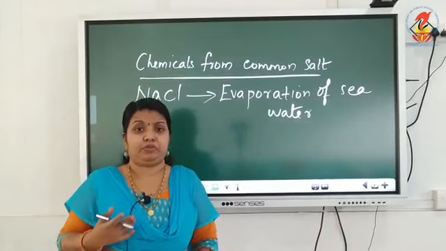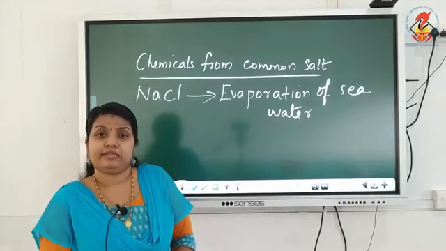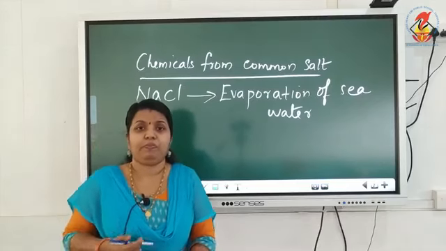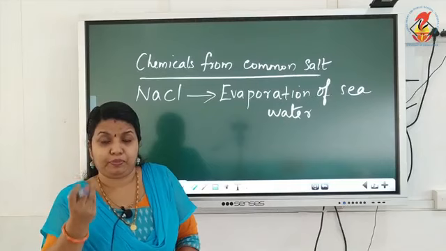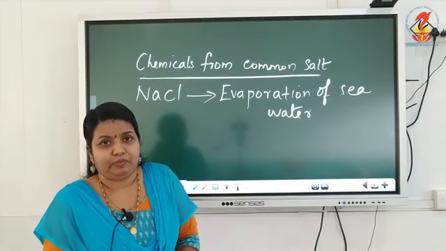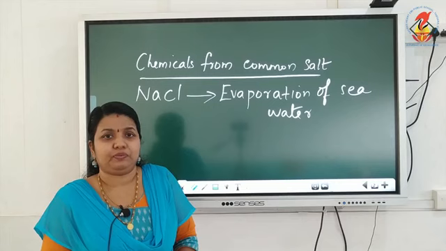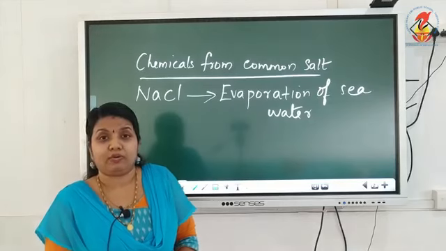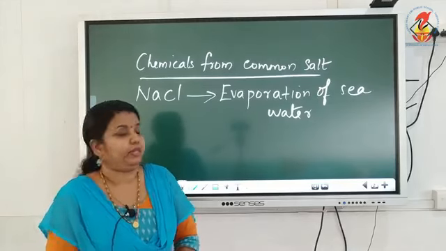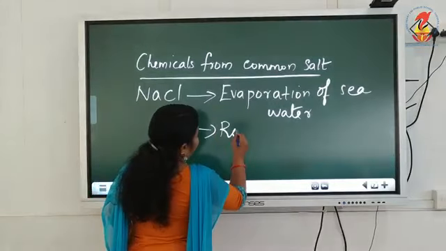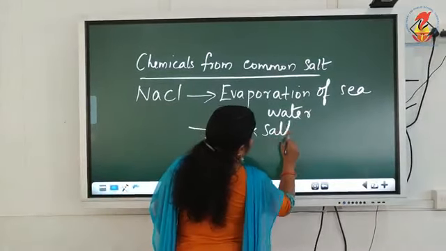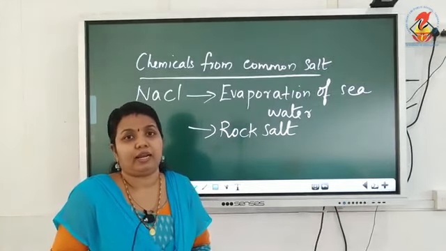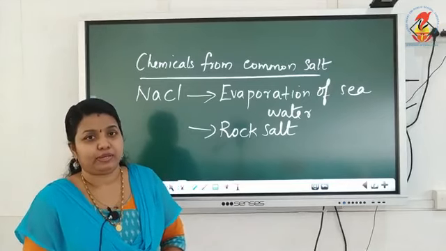Now large deposits of salts are found in several parts of the world. But the salt that we use in our home will be free flowing fine, pure white crystals. Once you get it after the evaporation of seawater, it won't be like this. It will be in the form of large crystals and the color is often brown due to the presence of impurities. It will be hard. We call it rock salt.